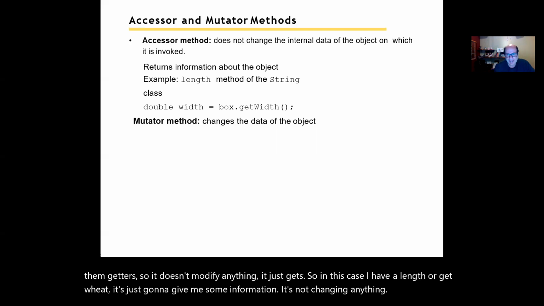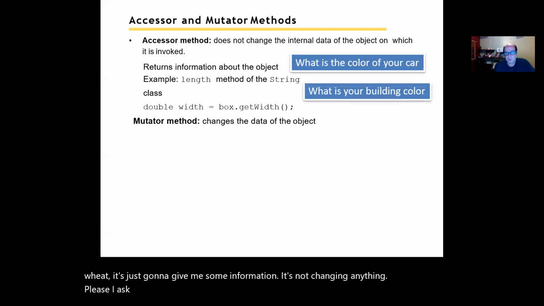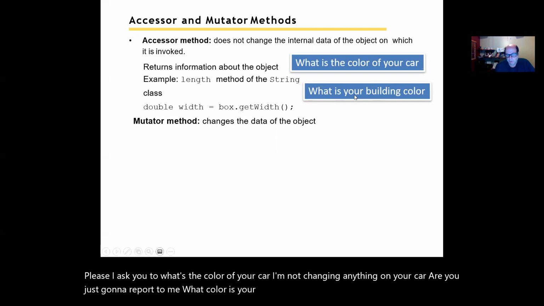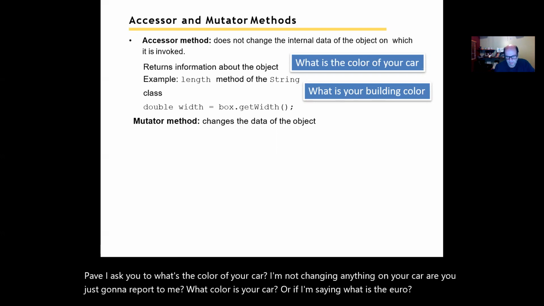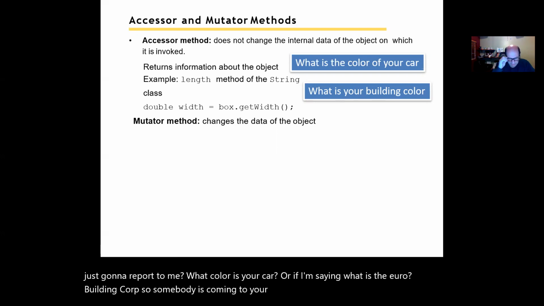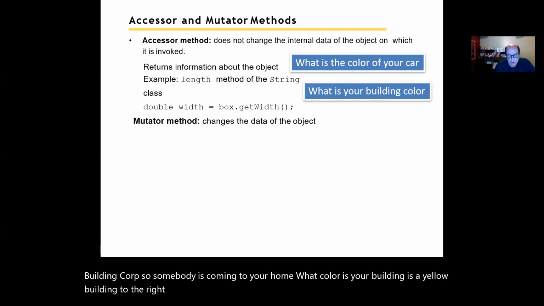If I ask you what's the color of your car, I'm not changing anything on your car. You're just going to report to me what color your car is. Or if I'm saying, what is your building color? So somebody's coming to your home, what color is your building? It's a yellow building to the right or something like that. So this is some information that we're going to be getting.